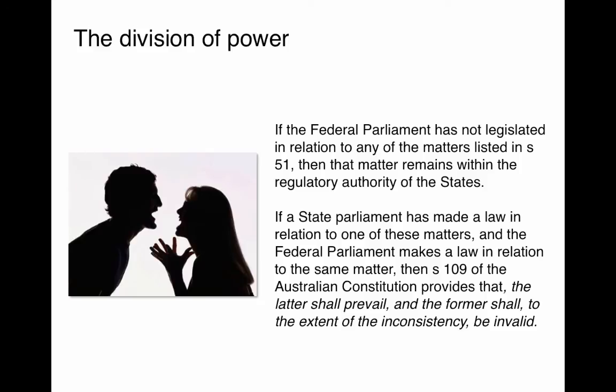But if the state parliament has made a law in relation to one of these matters, and the federal parliament makes a law in relation to the same matter, then Section 109 of the Australian Constitution clearly states that the latter shall prevail and the former shall, to the extent of the inconsistency, be invalid. In other words, the federal law will override the state law to the extent of the inconsistency.